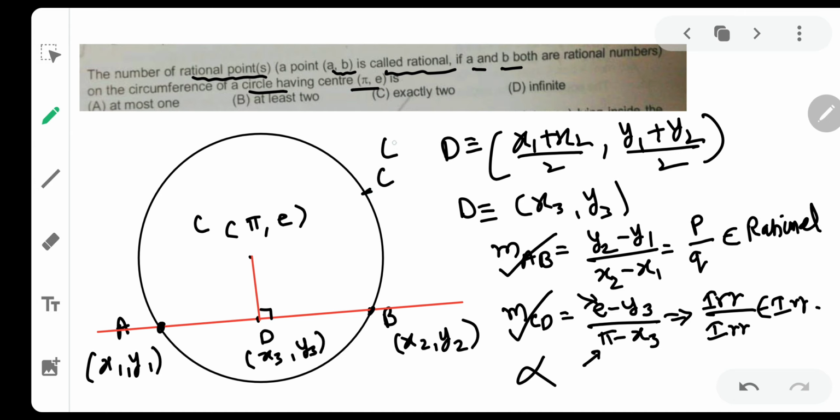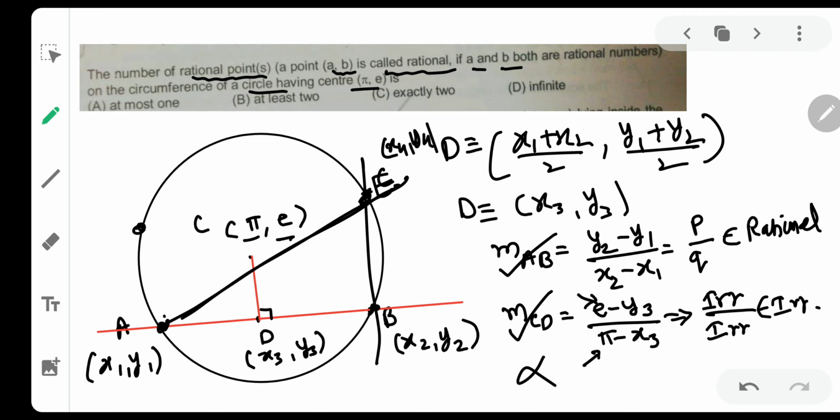let me say that point is E, which is (x4, y4), again the same thing can be applied. For AE and even for BE the same operation can happen, and again we will reach a contradiction, right? So basically what I mean to say is, there cannot be 2 points on the circumference of the circle having center at (pi, e) which are both rational, or 3 points for that matter, or 4 points. So there cannot be 2 or more than 2 points. So how many points are possible? Yes, only one point can be possible such that it is rational.